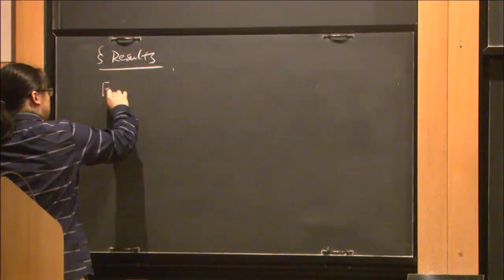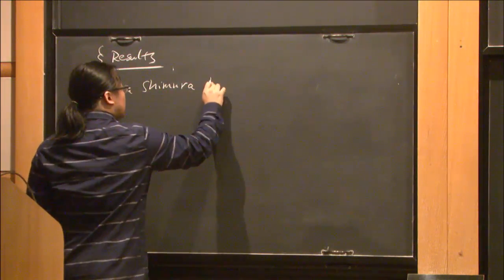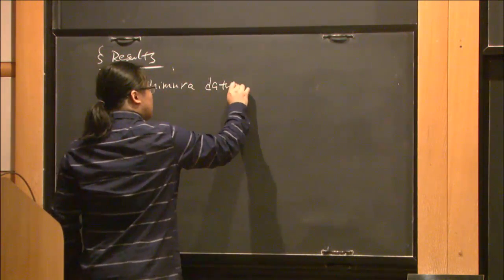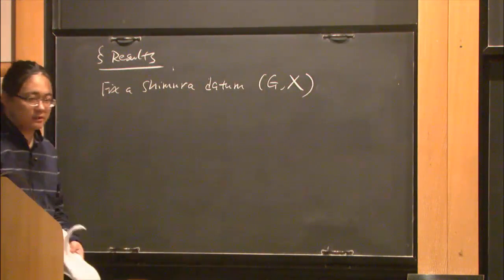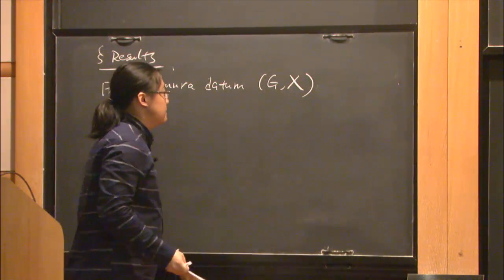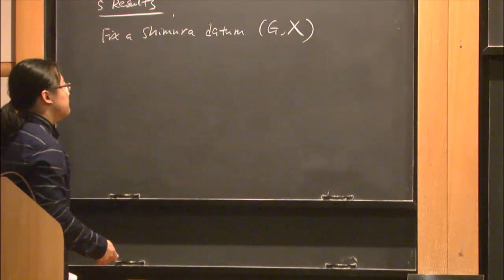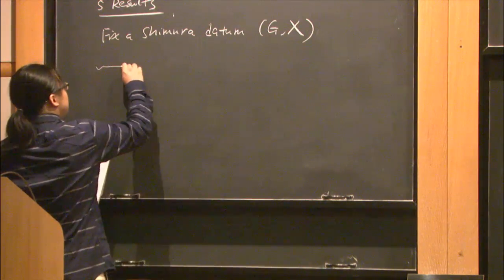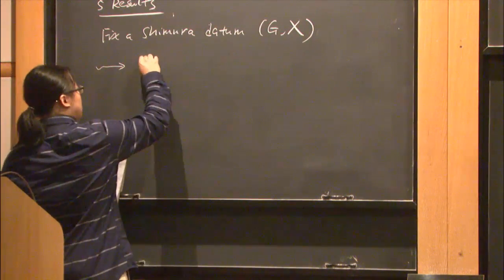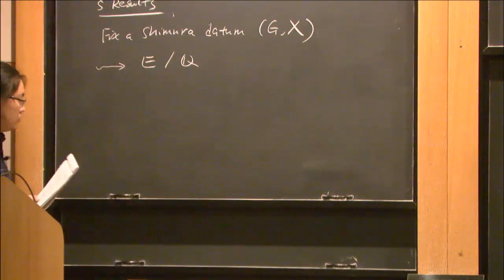So we fix a Shimura datum (G, X). Recall that this means G is a reductive group over Q, and X is a certain Hermitian symmetric space of the real points of G. And then such a datum would give you a reflex field E, which is a number field over Q.